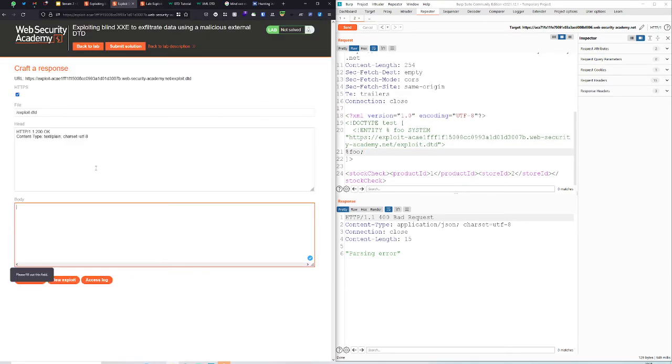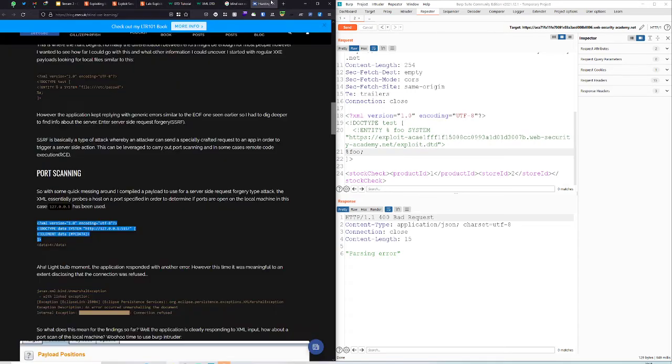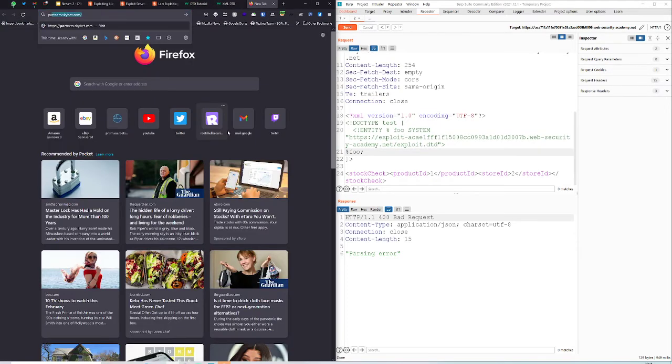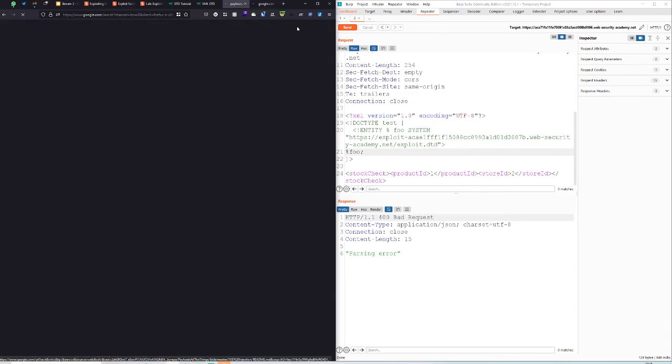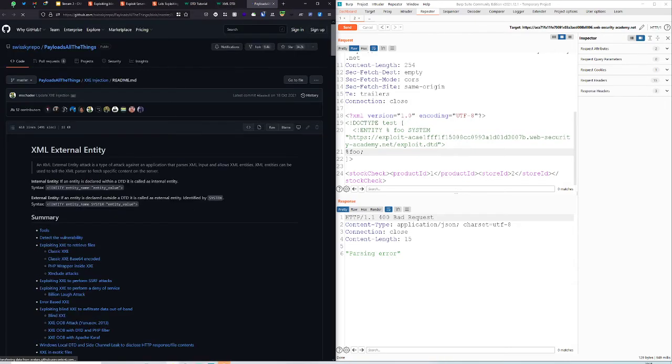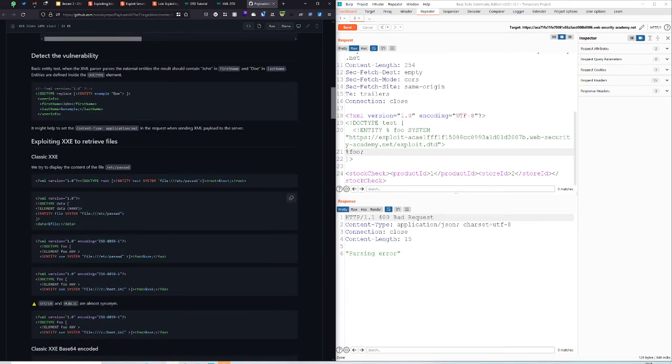Access logs. Access log. Why did I need to fill that out? So yeah, it is. I know how to do this as well, right? Payloads all the things, because let's be honest, as a pen tester, I'm just going to copy these anyway. No, there's one that I want. So yeah, why would that not be working then?